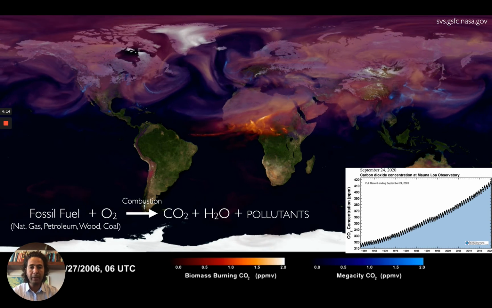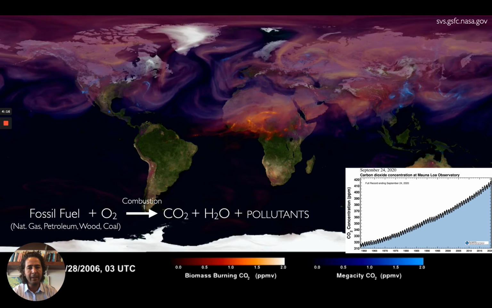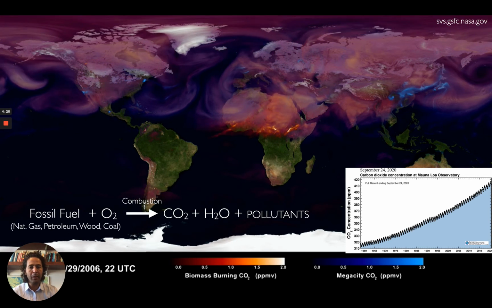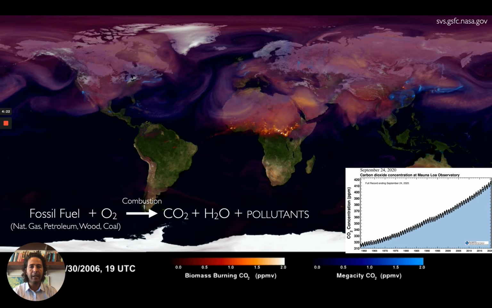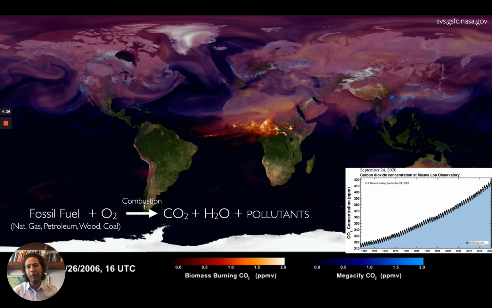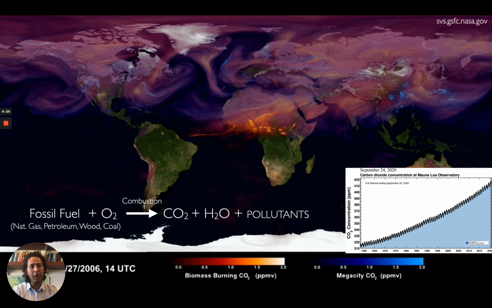In the tropical region, you also see that there are some higher concentrations of carbon dioxide being released by biomass burning. This is the release of carbon dioxide by clearing of forests for agricultural use and sometimes as well by natural fires.